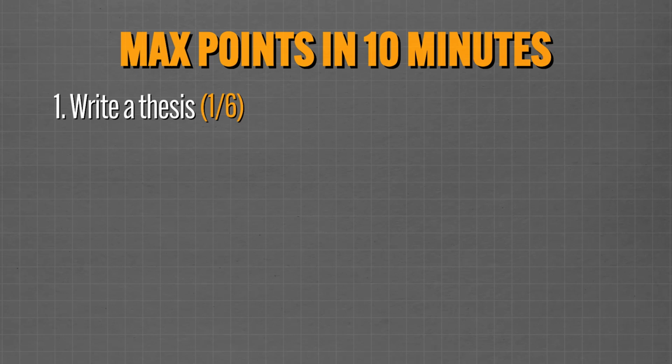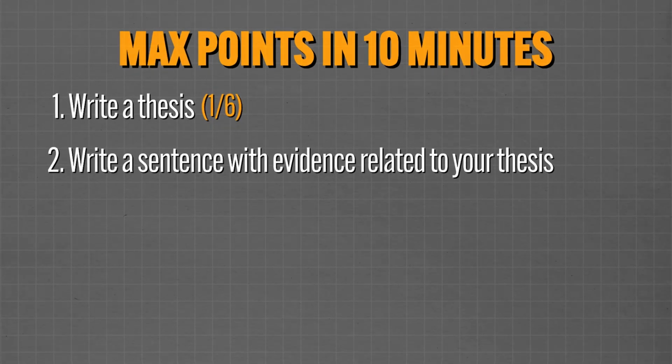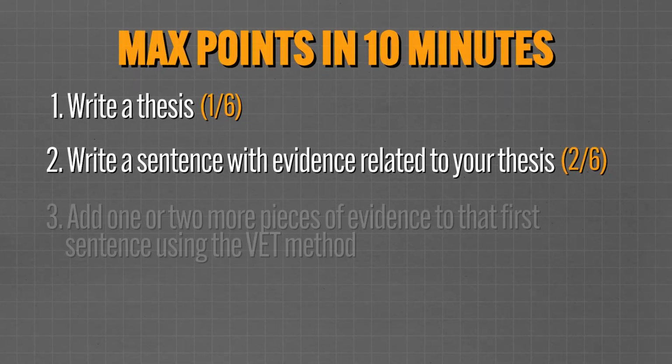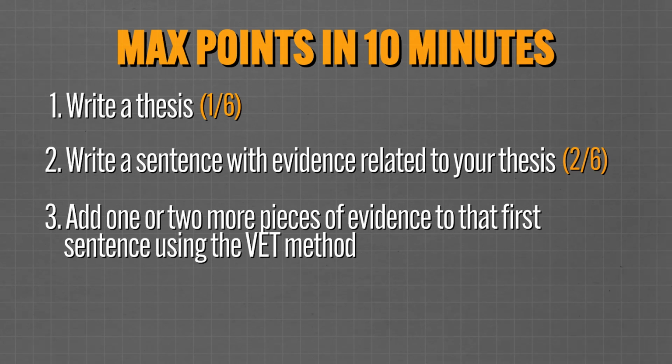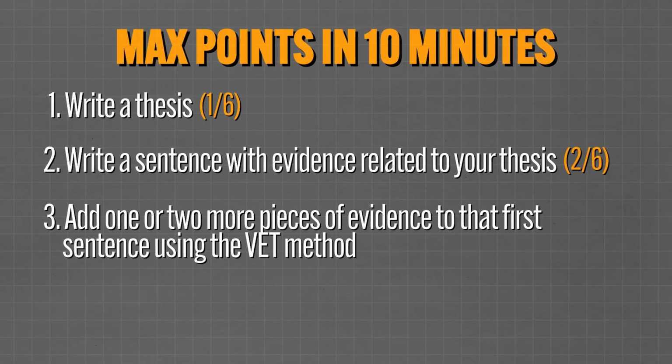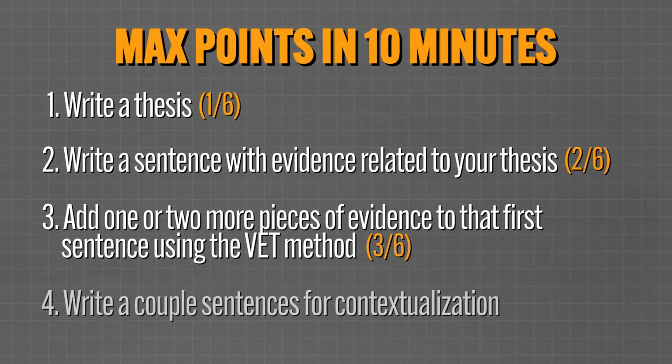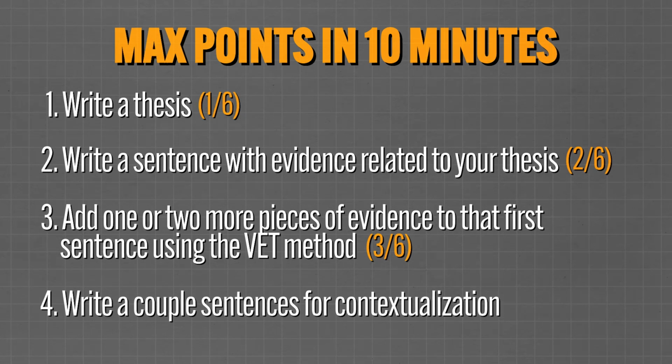So in summary, here's the best order of operations for getting maximum points on an LEQ in a short amount of time. First, write a thesis. That's a 1 out of 6. Second, write a sentence with evidence related to your thesis, and that's a 2 out of 6. Third, add 1 or 2 more pieces of evidence to that first sentence using the VET method, and that's a 3 out of 6. Fourth, write a couple of sentences for contextualization, and that is a 4 out of 6.